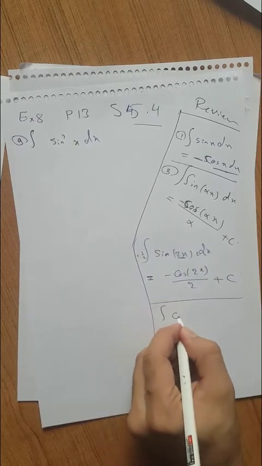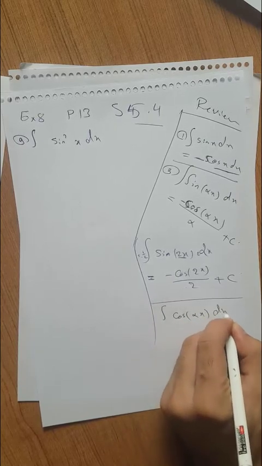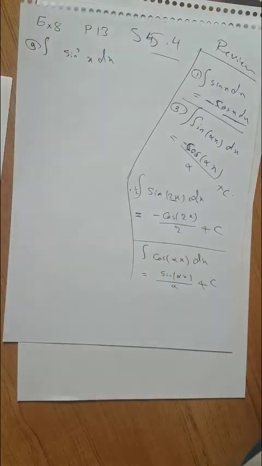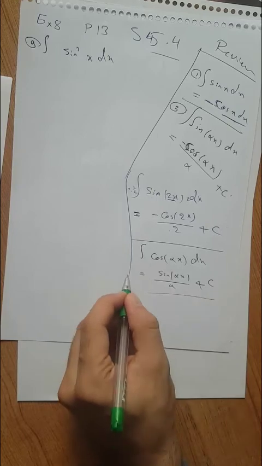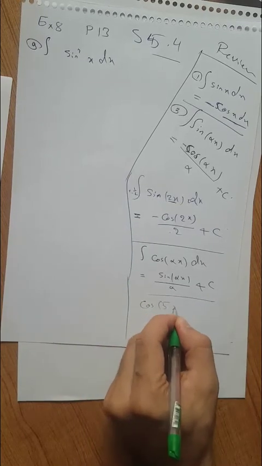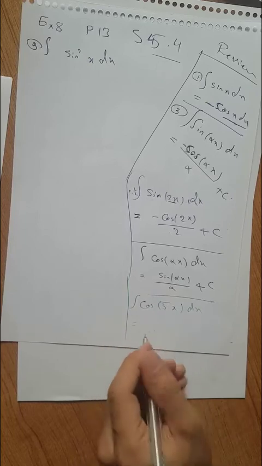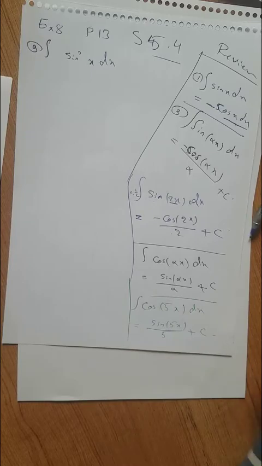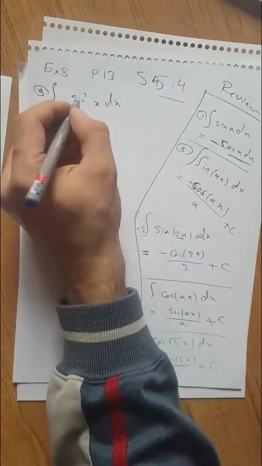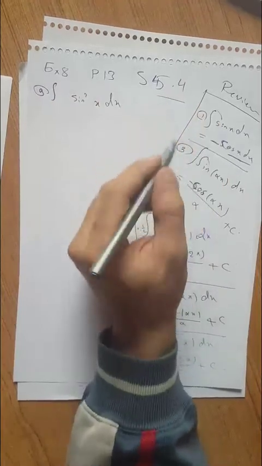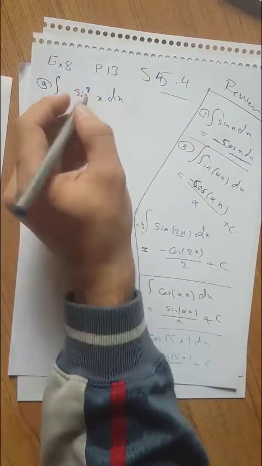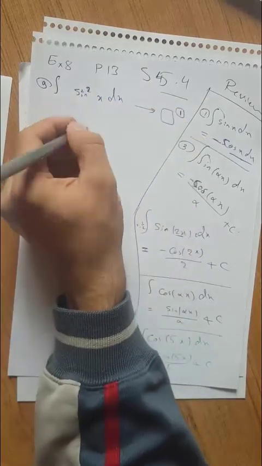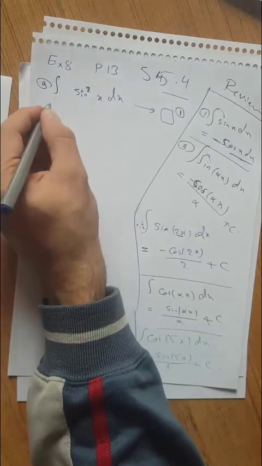How about the integral of cosine alpha x dx? Directly you can say it is equal to sine alpha x over alpha plus c. And as an example, I'm going to give you this one. The integral of cosine 5x dx will be equal to sine 5x over 5 plus c. Okay, so if you want to solve this one, you cannot directly solve it because this is not sine alpha x, this is the square. So you should change this square to the linear, to the power 1, okay? So how do we change this one? You will change it by the rule.